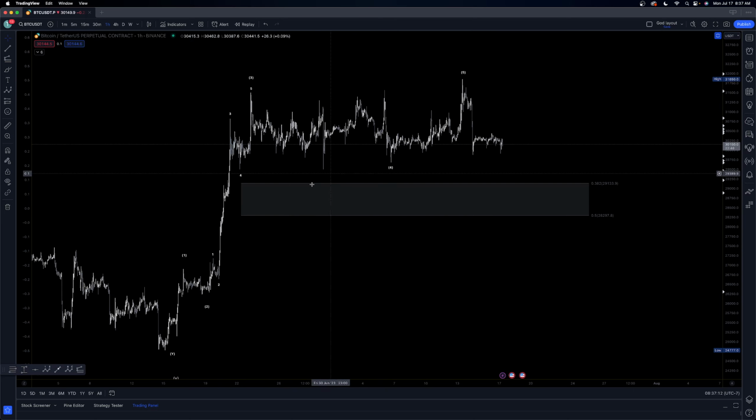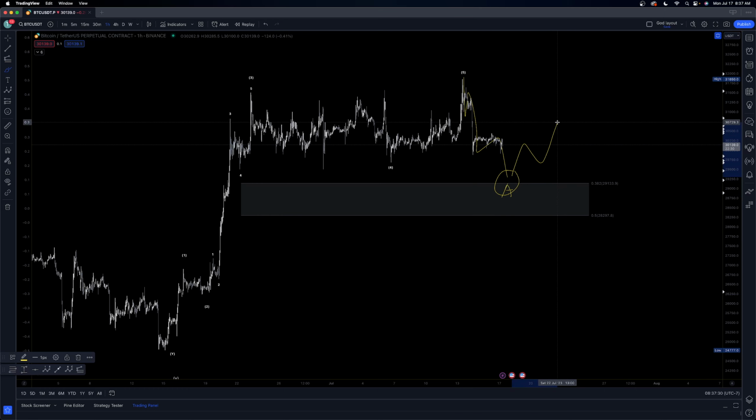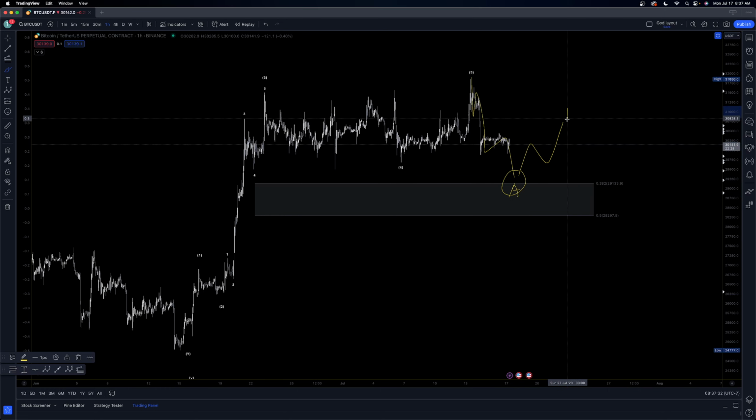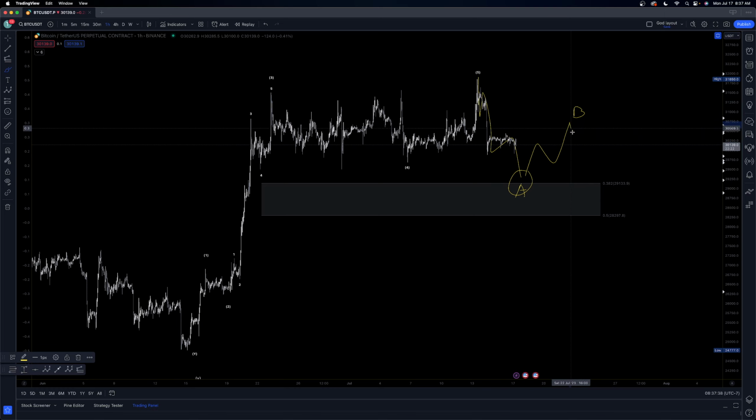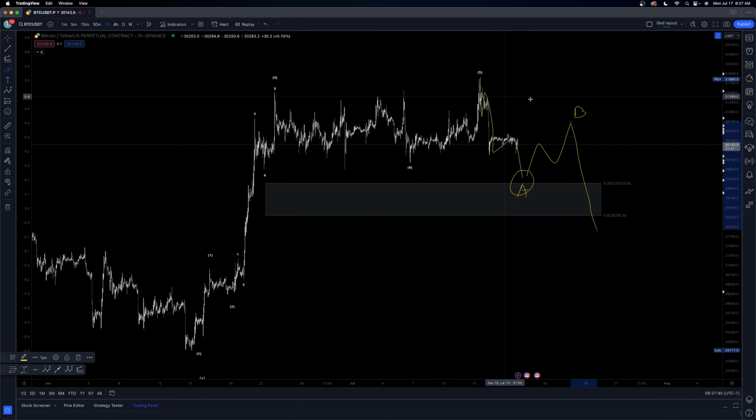And when this is the case, that would mean that this 5 waves down that I illustrated before would be an A wave. Then we would still look for those longs that I mentioned earlier with that 5th wave target. And we would expect a move up like this for a B wave. And then after this B wave is complete, we would look for shorts.